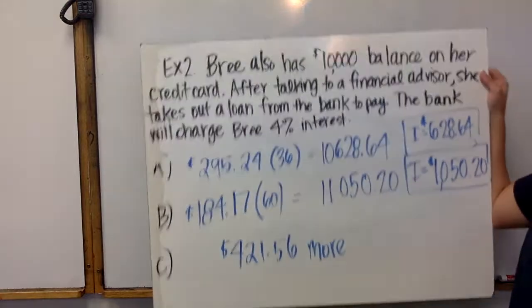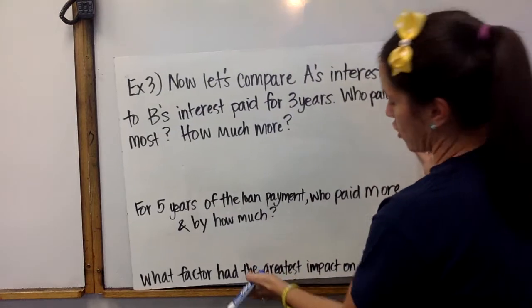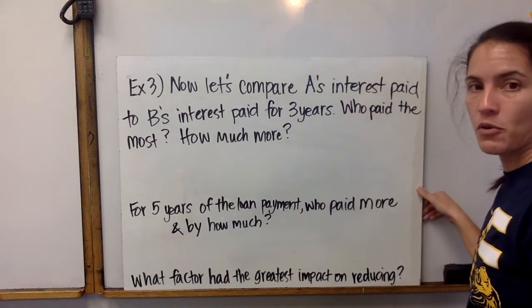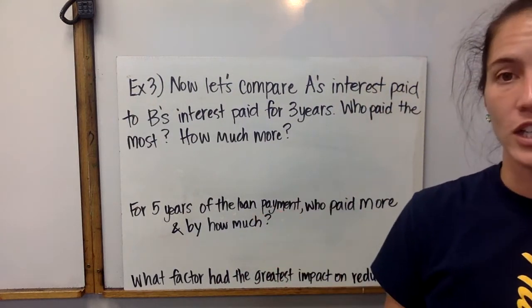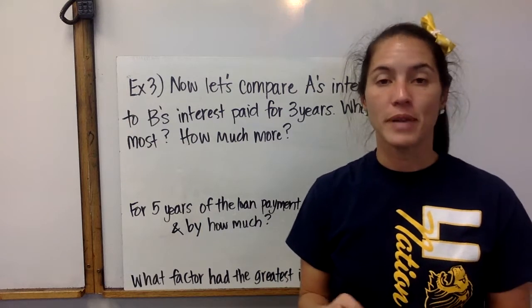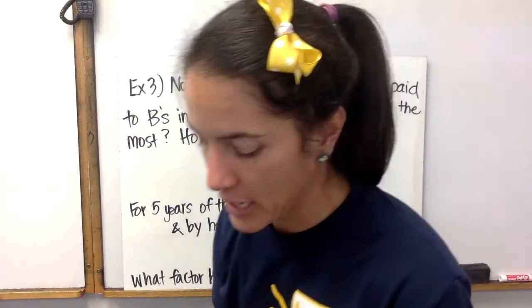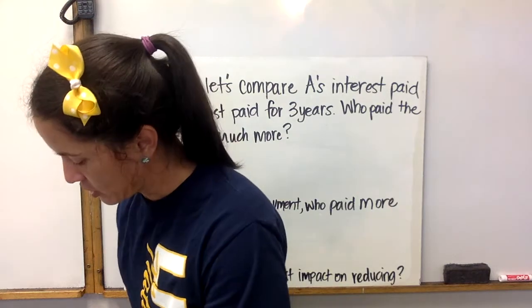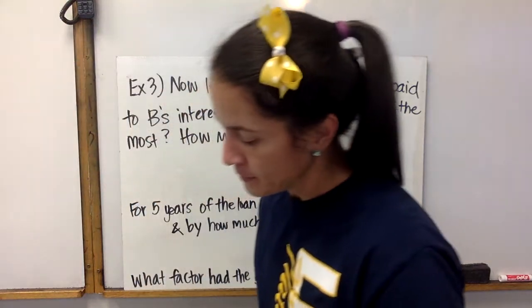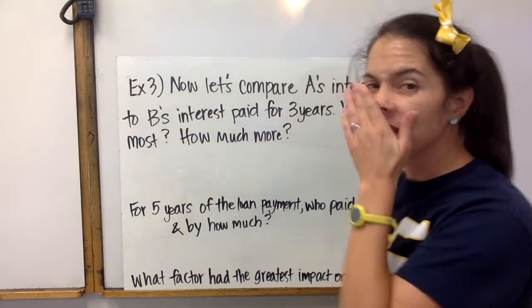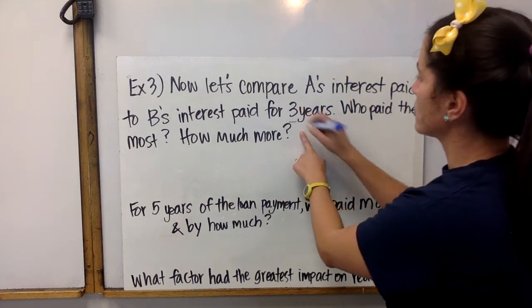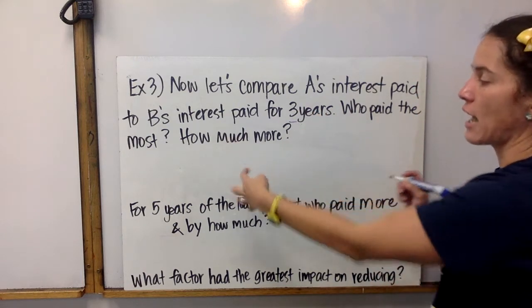Now, example 3. So Bree definitely has a better deal. I think we can all agree that Bree's deal for her credit card is better than Anthony's. So example 3, now let's compare Anthony's interest to Bree's interest. So we need to look at the last 2 slides. For 3 years, who paid the most and how much more?